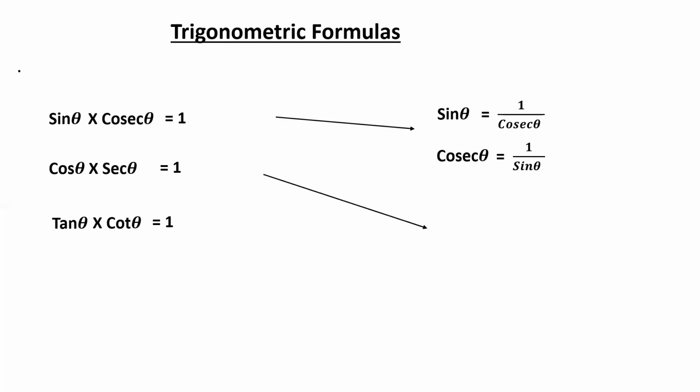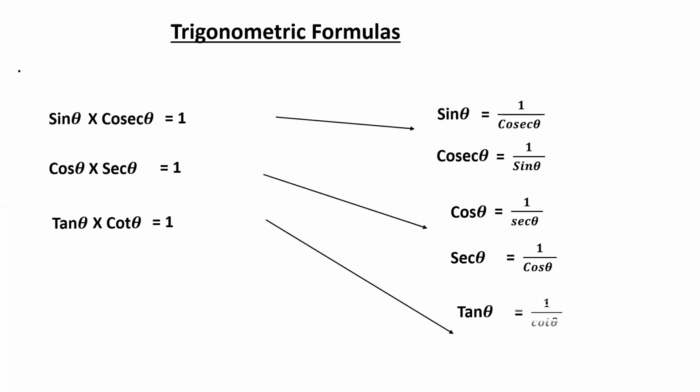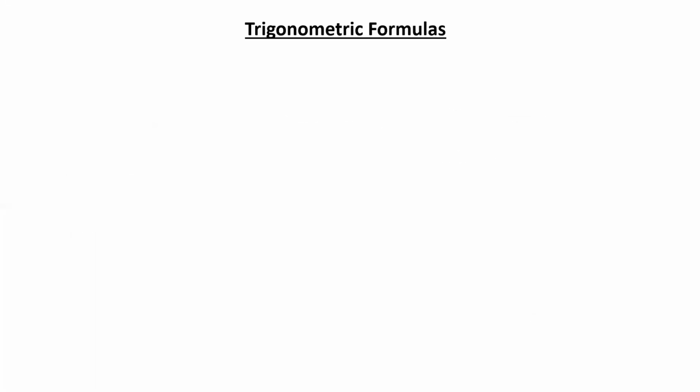And from here, we can get cos theta is equal to 1 by sec theta, and sec theta is equal to 1 by cos theta. And from here, tan theta is equal to 1 by cot theta, and cot theta is equal to 1 by tan theta. Okay, let's continue the formulas.